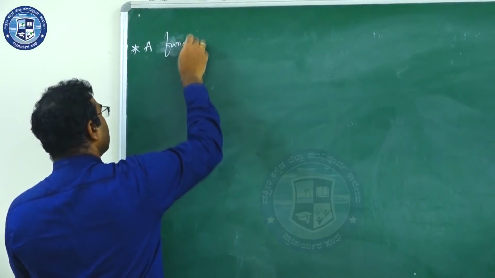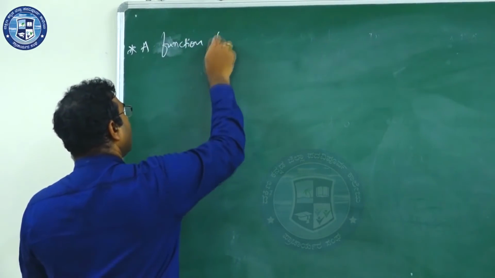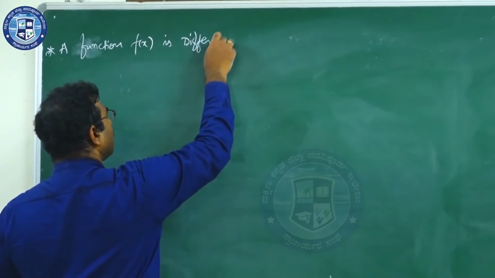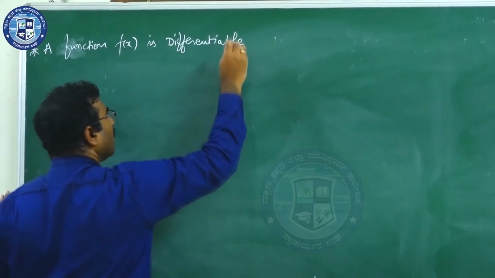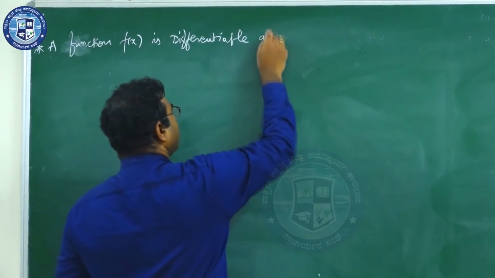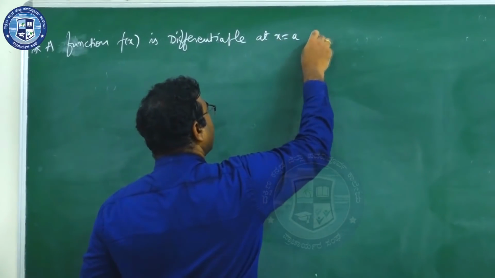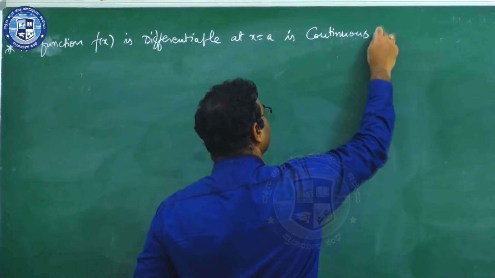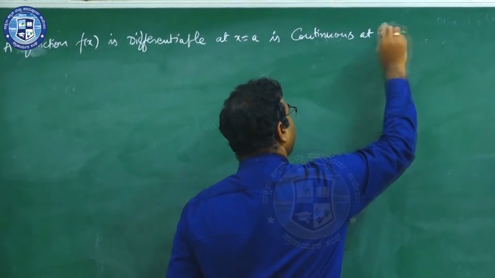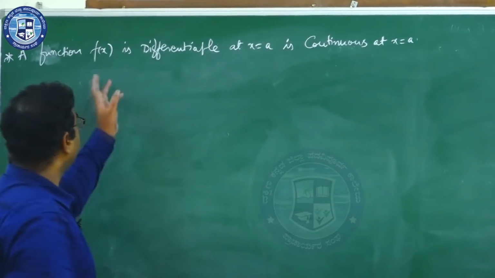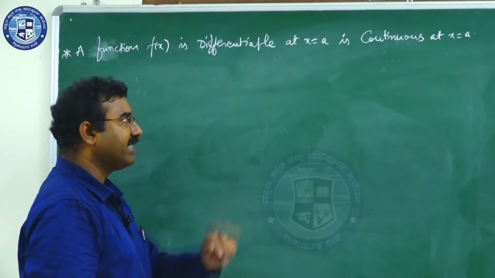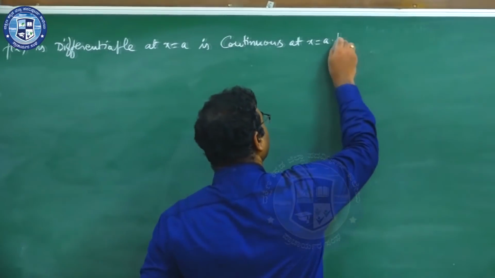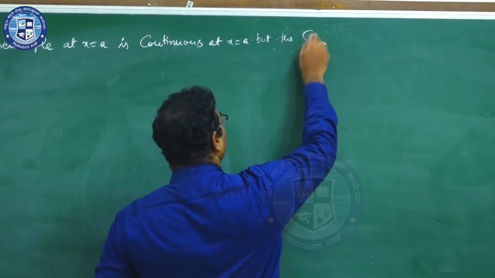A function f(x) that is differentiable at x equal to a is continuous at x equal to a, but the converse is not true.